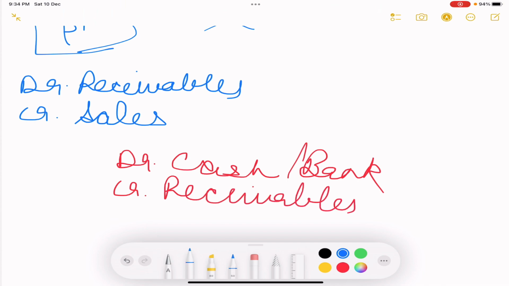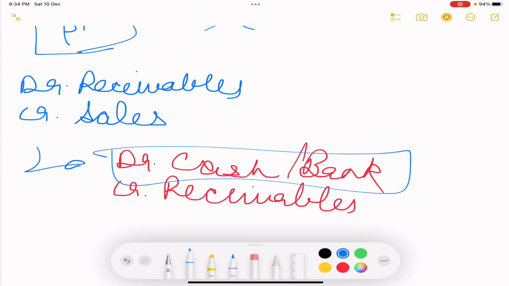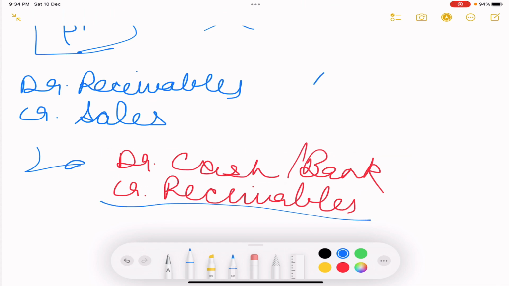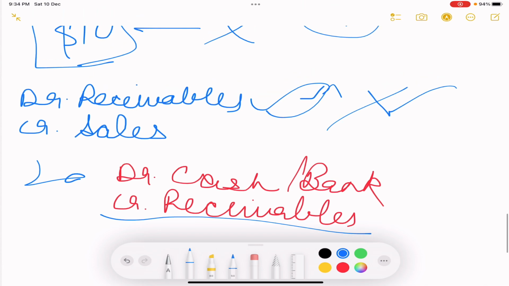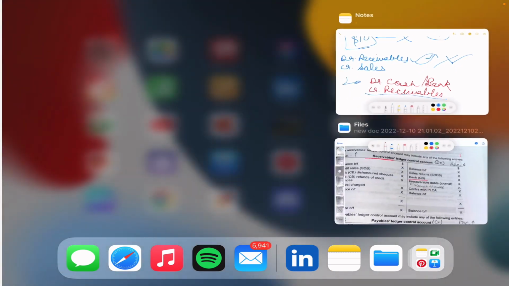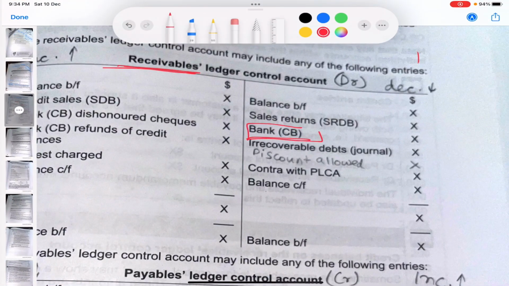Because now they have made the payment, right? So what do we do when we receive the payment? We credit the receivables and we close this account. Why do we close the receivables account? Because now we have received the money, right? So the same way, that is the reason why we have put bank on the credit side, because now we are receiving the money from the receivables. So we are reducing the receivables because we are closing their accounts because we have received the money.